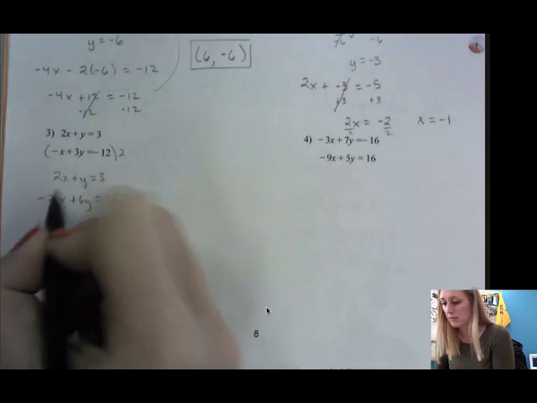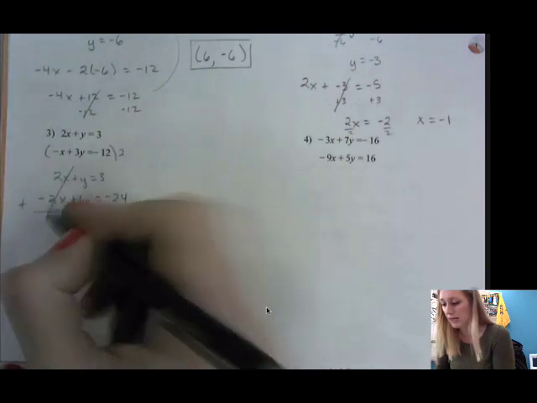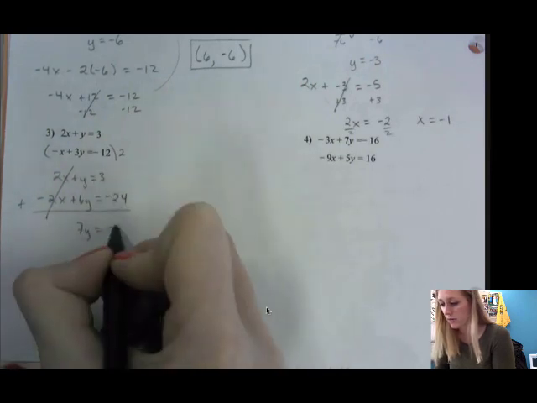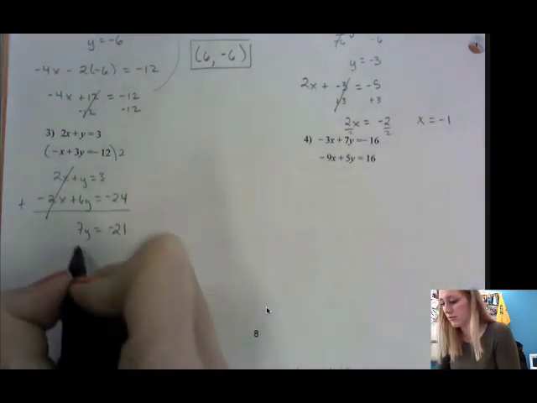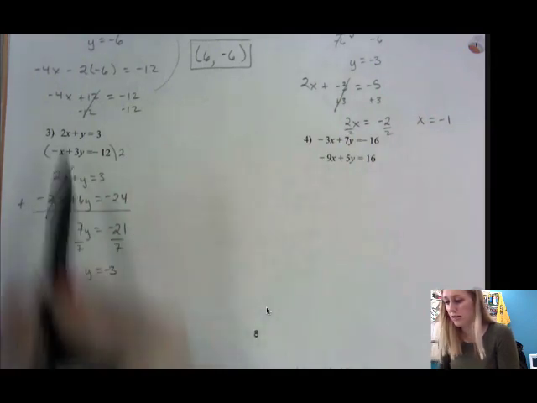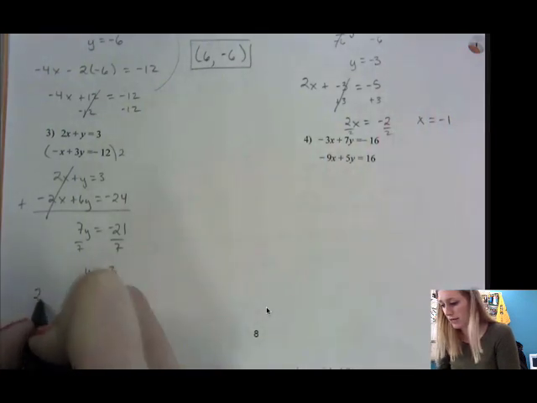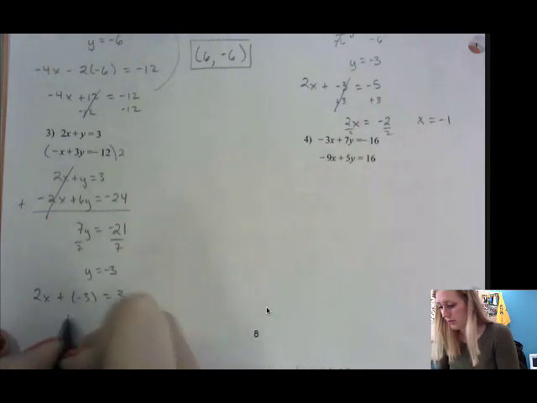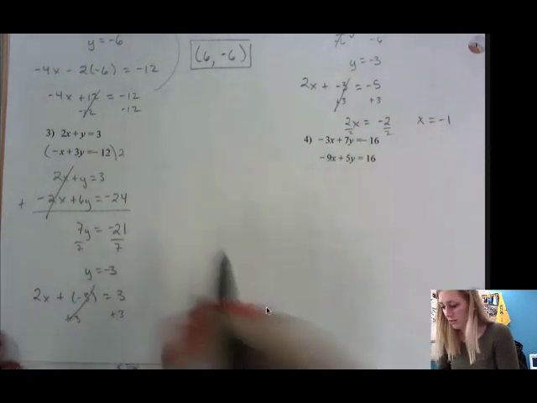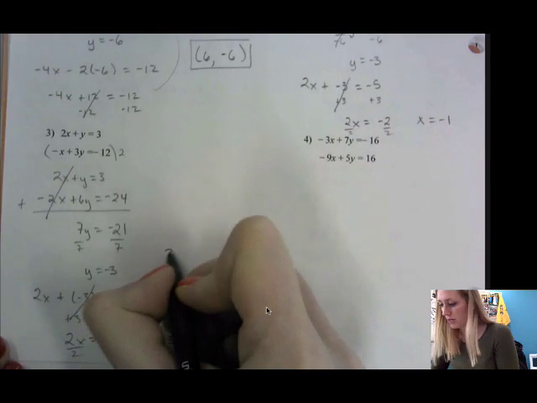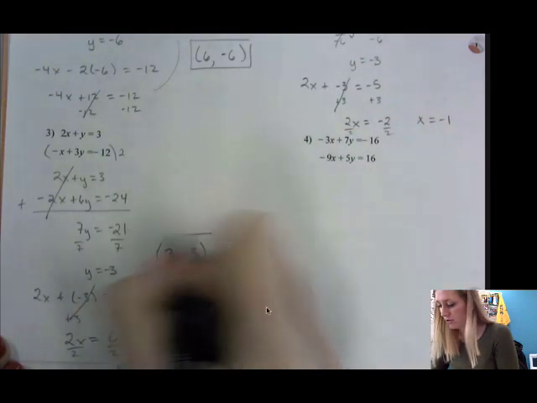Okay, same number, opposite signs, add, eliminate. 1y plus 6y is 7y, and then I get negative 21 when I add 3 to negative 24. Divide by 7. Y is negative 3. Plug in y into one of the originals, so 2x plus negative 3 equals 3. Add 3. So I get 2x equals 6. Divide by 2. X equals 3. So 3 comma negative 3 is my solution.